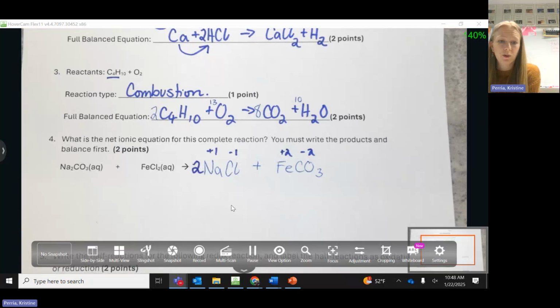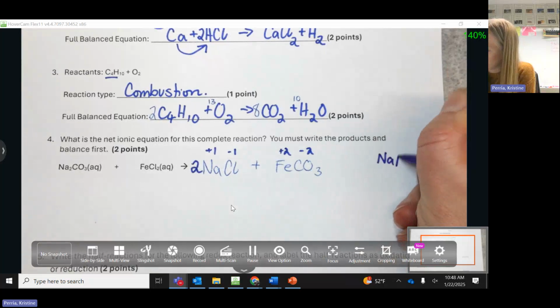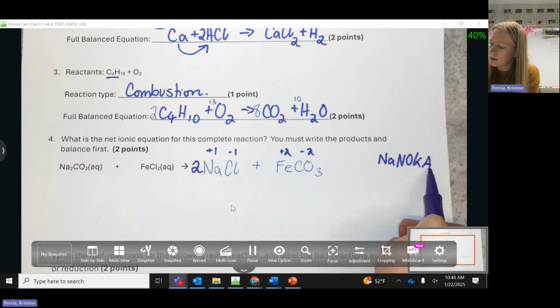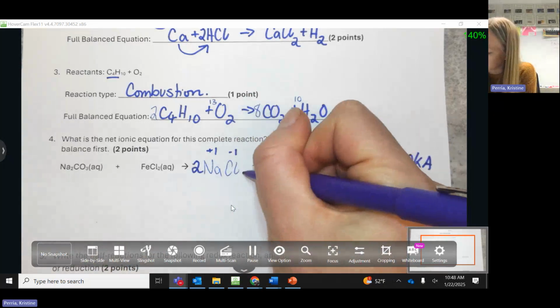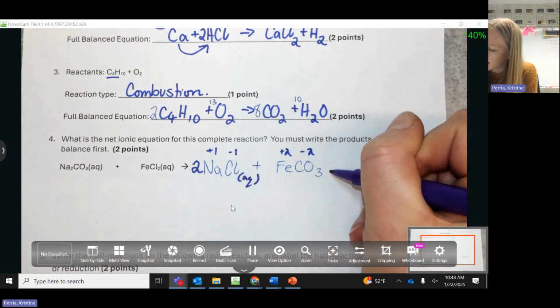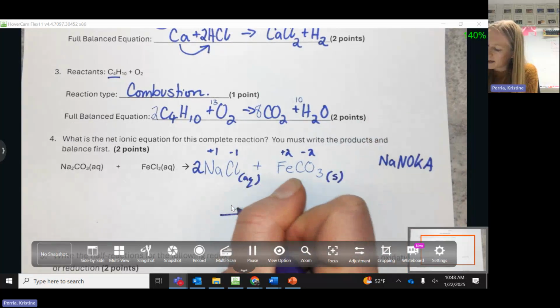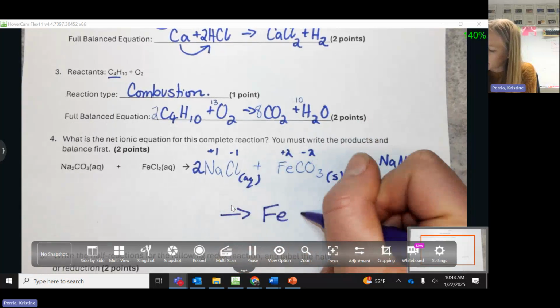Now I have to figure out which one is aqueous. Remember our NaNOCA. Okay, so sodium, NO3, potassium, ammonium are always aqueous. So Na is on the list, so that one's going to be aqueous. And then this one has none of them on the list, so that one's going to be the solid. And so then when I write my net ionic equation, I always start with the end.